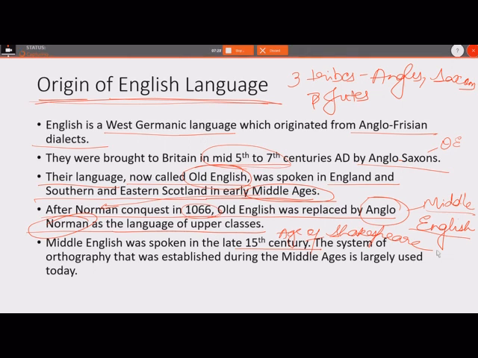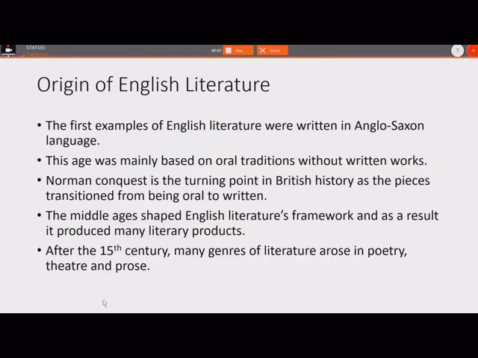Okay, now English obviously developed from Old English to Middle English, and during the age of Shakespeare, we say that modern English came into being. The English which is very similar to what we speak and write right now came into being, or was settled, or was structured during or after the 15th century.